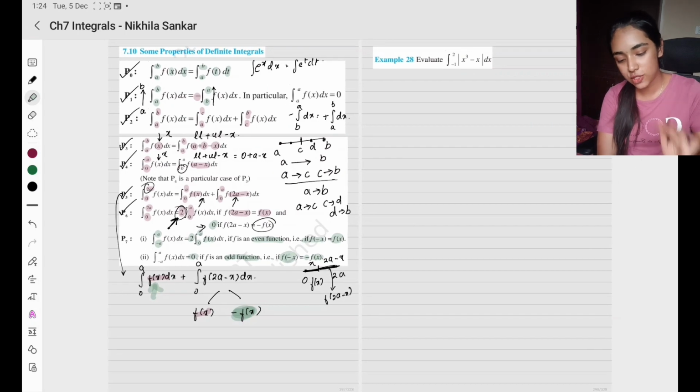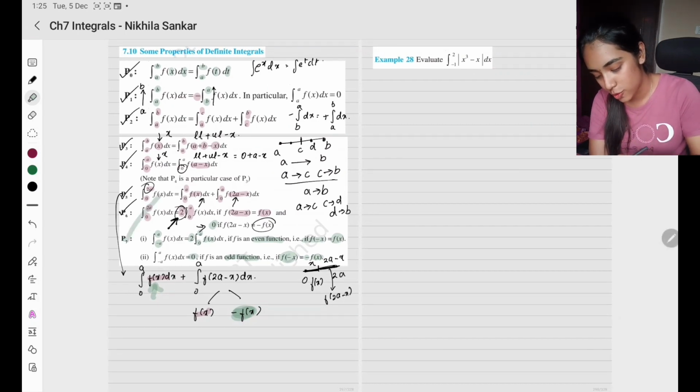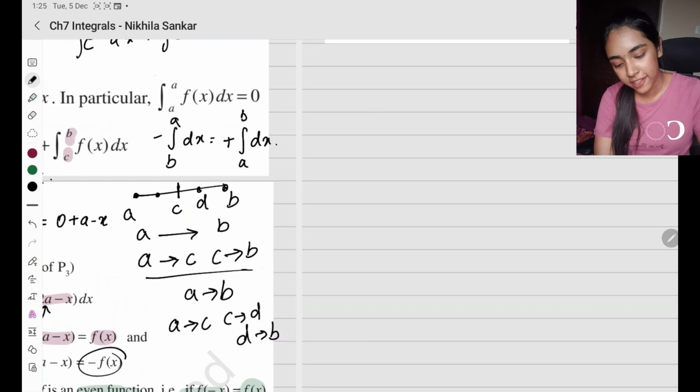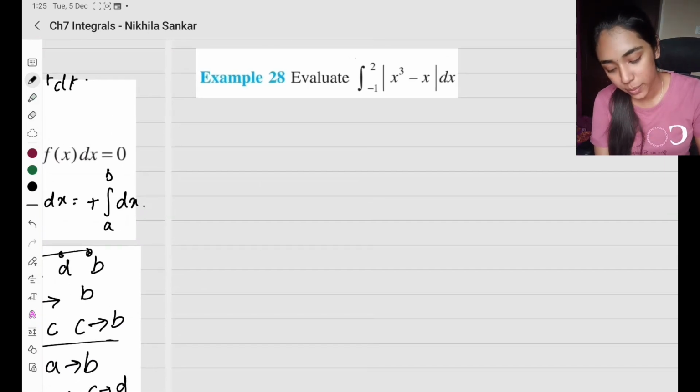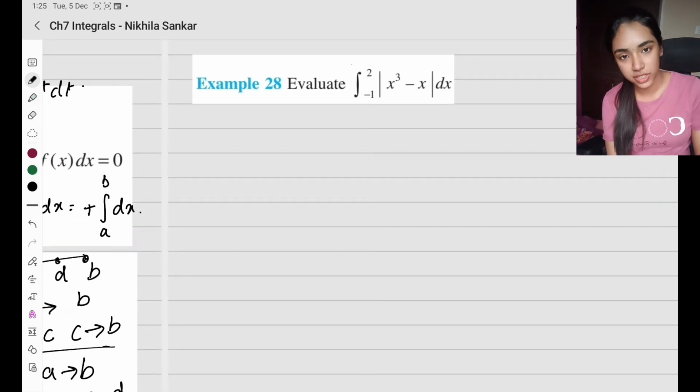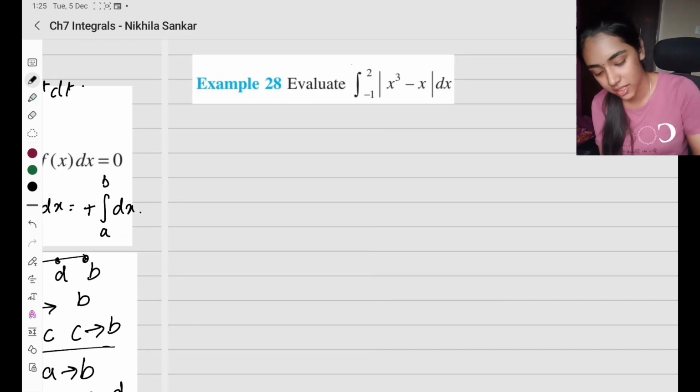Okay? So let us solve some questions. So remember all the properties. Now I have example 28. I have a modulus function here and my integral travels from minus 1 to 2. I have a minus integral. So basically minus 1 to 2 it goes.